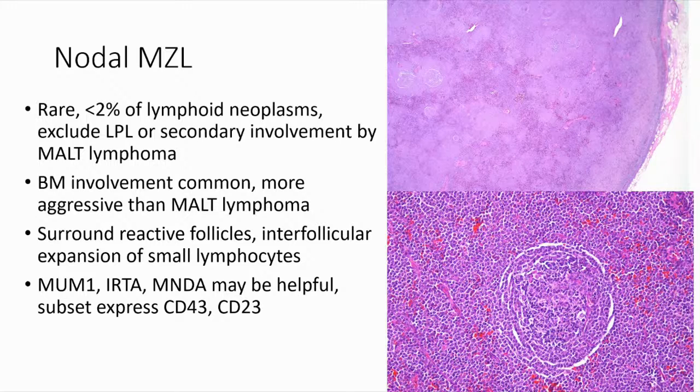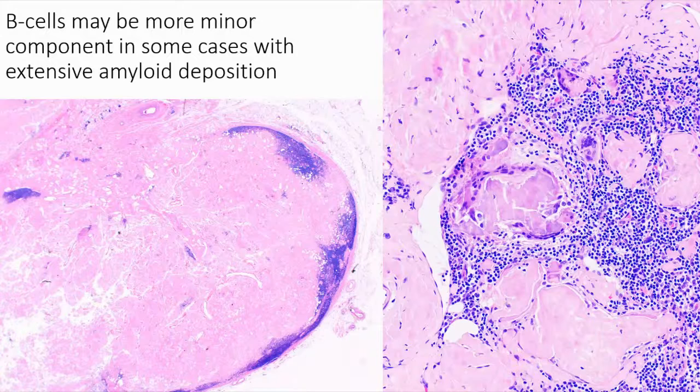You can also see a different pattern. You can have marginal zone involving a lymph node with extensive amyloid deposition. This is an example of that here. We had more extensive amyloid that's being partially attacked by some giant cells that are present.